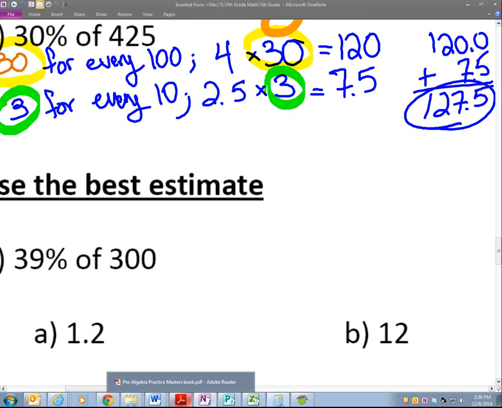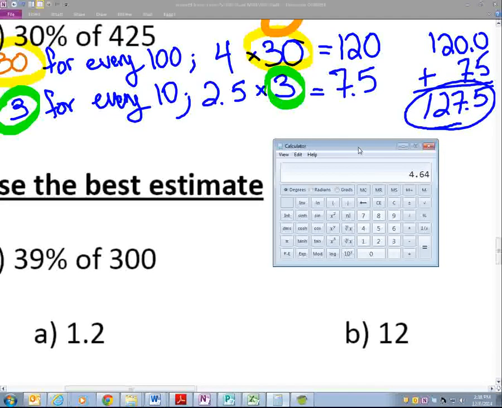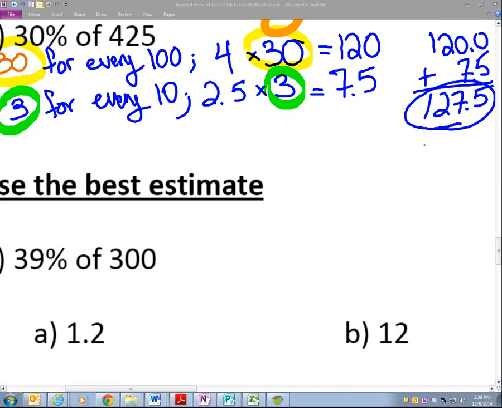So to just test it out and show you how accurate we were, I'm going to do 425 times 30%. Whoa. There. What? Why was it exact? Did we change anything? No, we didn't change anything at all.